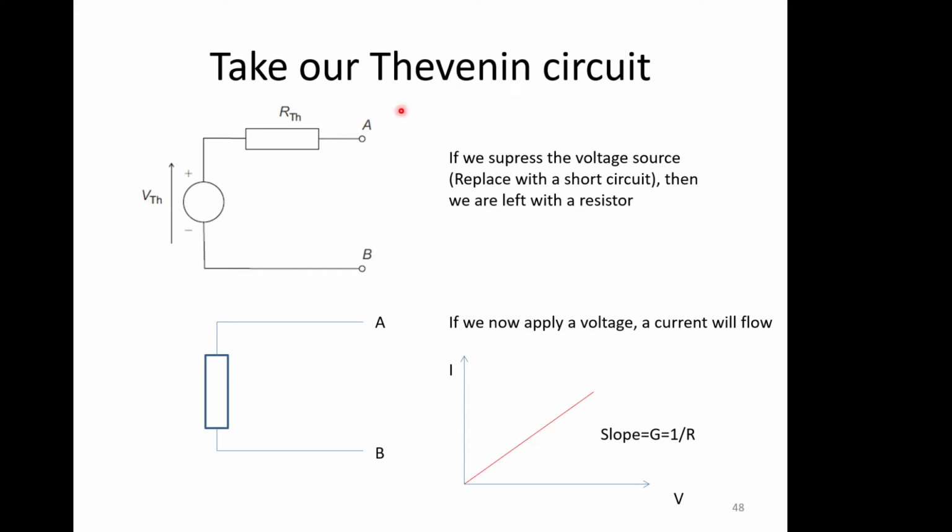If we take our Thevenin circuit and suppress the voltage source, so we replace the voltage source with a short circuit, then we're left with just a resistor. This is the equivalent circuit with it suppressed. If we then apply a voltage at this end here, a current will flow and the slope of the IV characteristic will be related to the resistance. So we're just looking at Ohm's law in graphical form. These are lots of different ways of coming to the same answer.